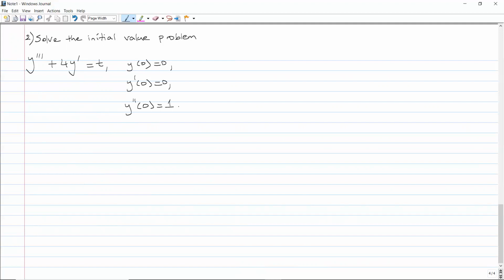Okay, so what we do, we first need to find the general solution. So we write the left side using a differential operator. Third derivative, meaning D cubed, plus 4 times the first derivative, meaning D of y. And for the function on the right side, we need to find the annihilator of t. t is a polynomial. The first derivative is 1, the second derivative is 0. So the annihilator is taking the second derivative. So we apply the annihilator to both sides of our equation.